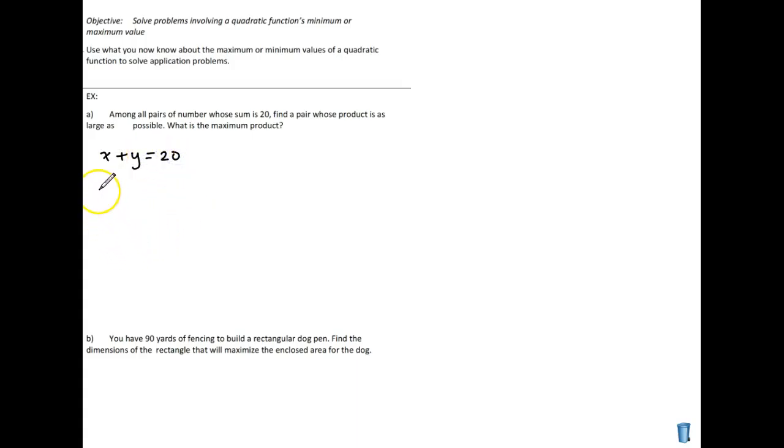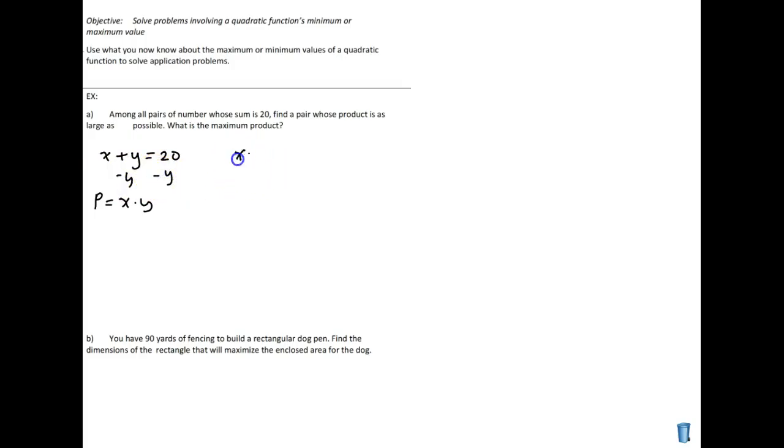And then we say we want their product to be as large as possible. I'm going to use P for product. Product is equal to x times y, right? But here I'm dealing with x's and y's, and so I want to be dealing with just one of them, x's or y's. So I'm going to go ahead and solve for x here.